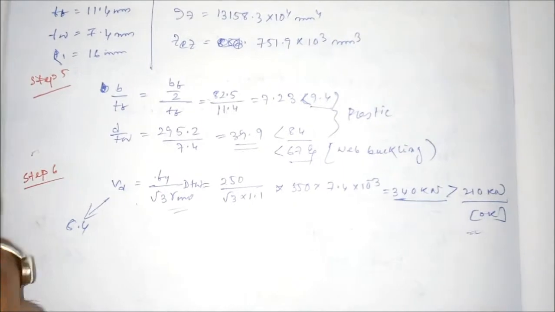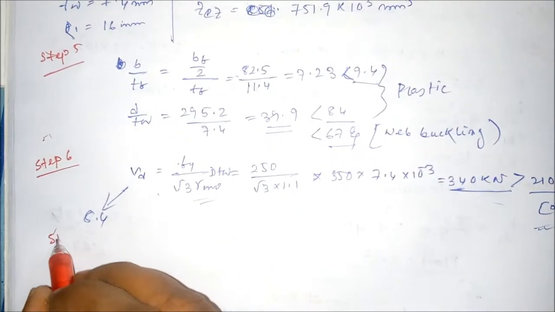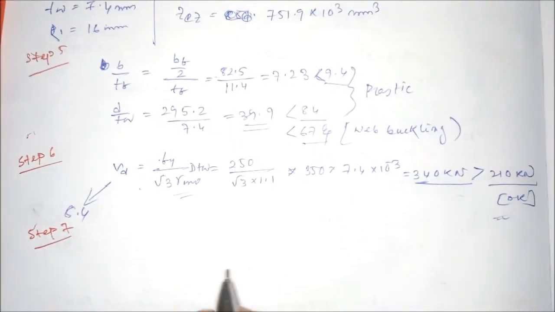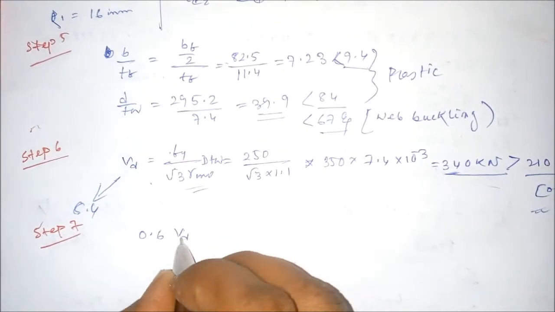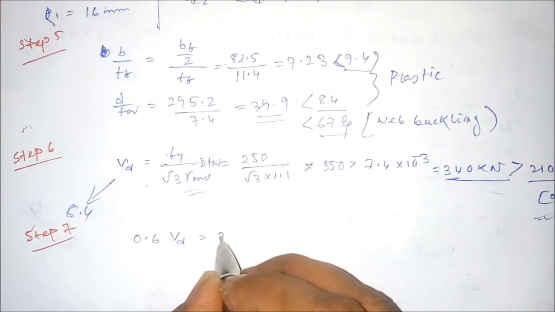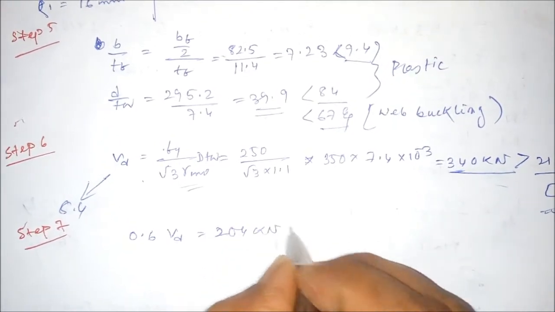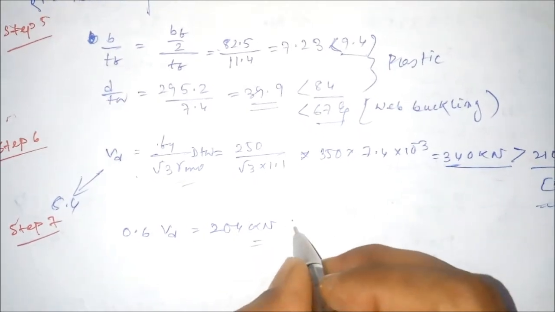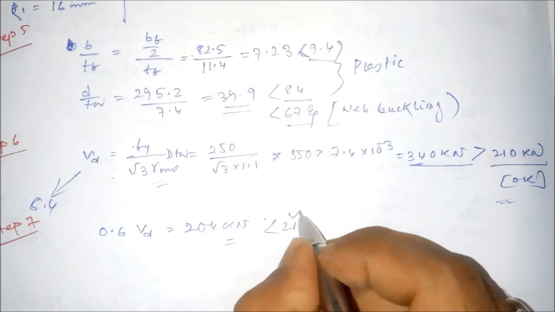Now in step number 7 we need to know whether this is low shear condition or high shear condition. So 0.6 of Vd will be equal to 204 kilonewton. Again you can see that this value is lesser than 210, which is V.